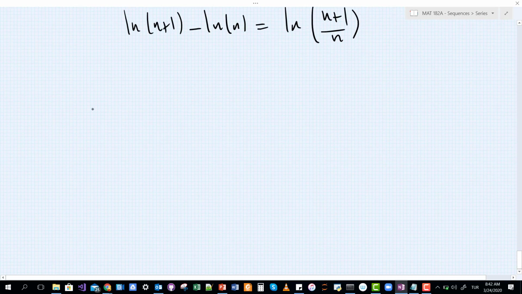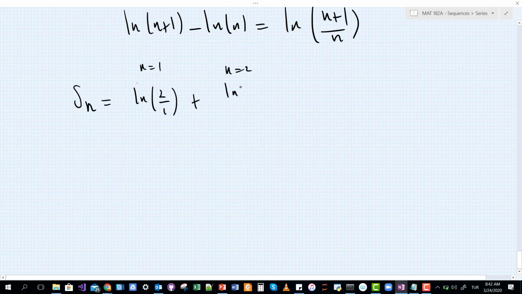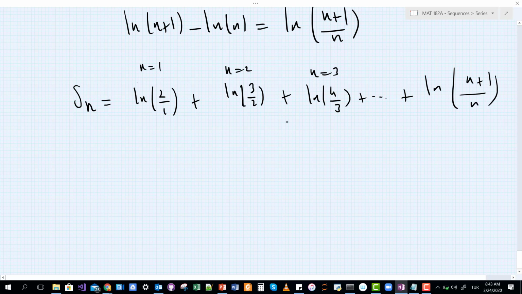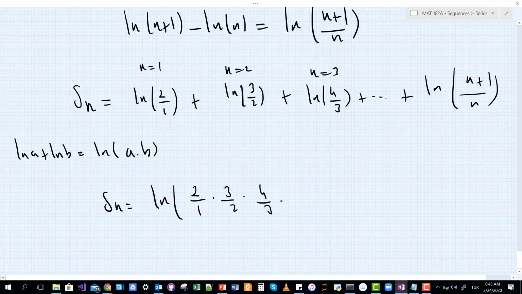If I use this feature, look at that, I can create my sequence of partial sums in this way. When n is equal to 1, ln 2 over 1. When n is equal to 2, ln 3 over 2. When n is equal to 3, ln 4 over 3, and so on and so forth, right? And ln of n plus 1 over n. And as you know, I have this feature as well: ln a plus ln b is equal to ln of a times b. If I use this feature, S_n can be written as ln of 2 over 1 times 3 over 2 times 4 over 3 up to n plus 1 over n. Look at that. Now I can cancel in this way, which is easier than canceling those sum terms. If I cancel in this way, n will go away, and this term will be just ln n plus 1.